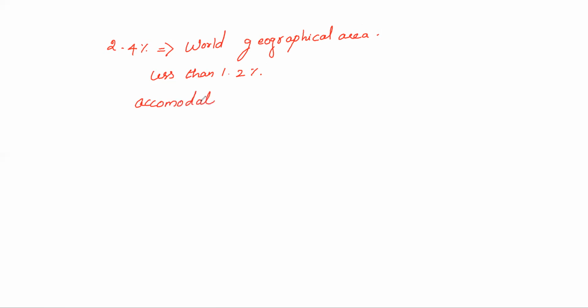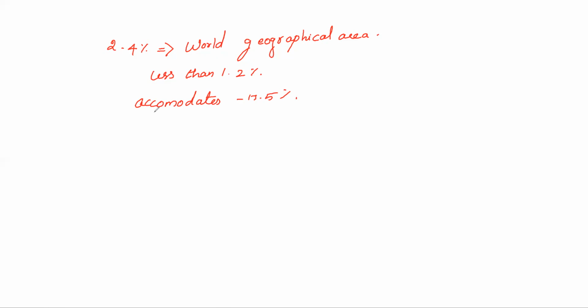Okay, so 2.4% of world geographical area, and contributes less than 1.2% of world income, but accommodates about 17.5% of the world population. Okay, in other words, every sixth person in the world is an Indian.